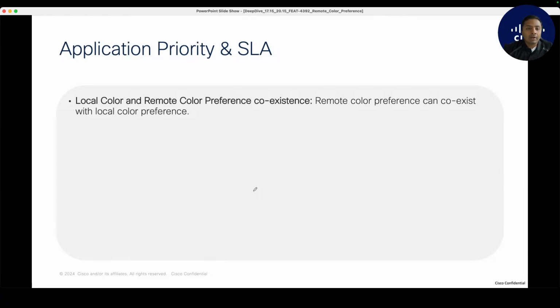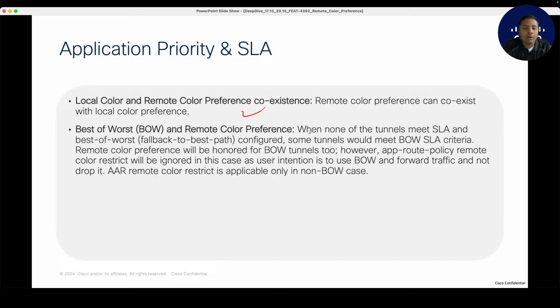Now, in our example, we had both local color preference and remote color preference. They can coexist. You can see in our demo, we saw that. And it can also work with best of worst. Best of worst is when none of the tunnels are meeting SLA. So you have several tunnels, all the tunnels are out of SLA, then it will check the best among the worst tunnels, and put the traffic on that.